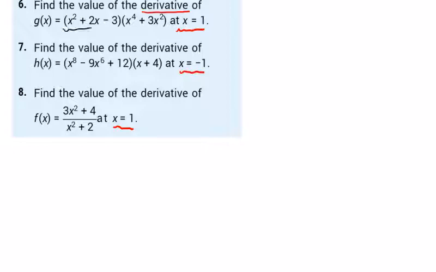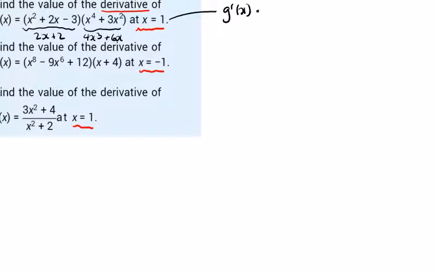So in question 6 here, we have a product rule. So I'm just going to write underneath 2x plus 2 for the differentiated first, and 4x cubed plus 6x for the differentiated second. So we come over here to get, in this case, g prime x. It's going to be the first, x squared plus 2x minus 3, by the second differentiated, which is 4x cubed plus 6x. So just testing your algebra skills here, and then plus the second, which is x to the power of 4 plus 3x squared, by the first differentiated, which is 2x plus 2.